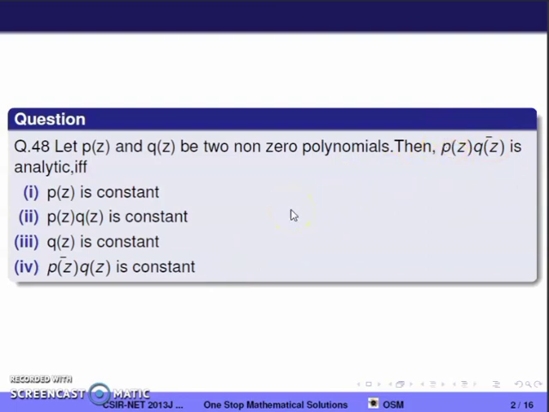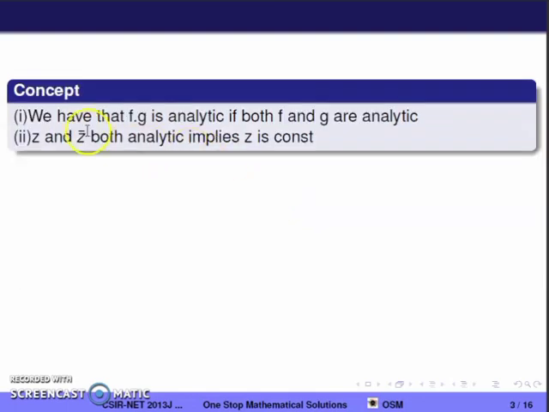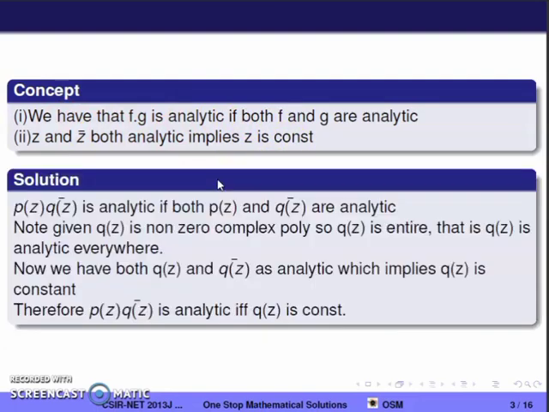So let us check the concept first. If we have f dot g, then f dot g is analytic if both f and g are analytic. And second, if z and z conjugate are analytic, then z should be a constant. So let us go to the question now.